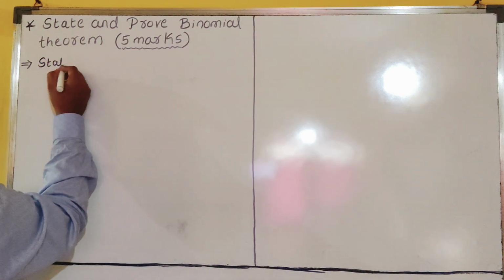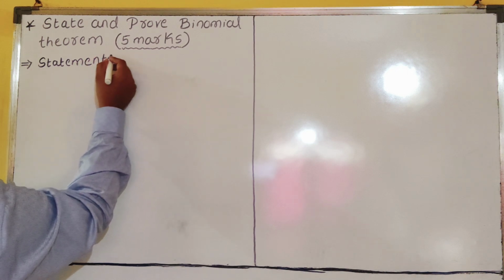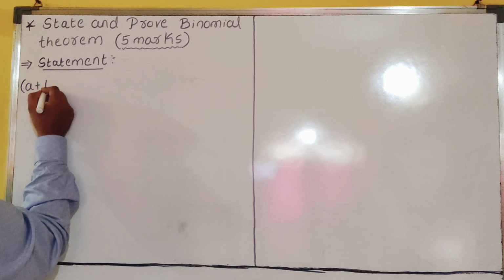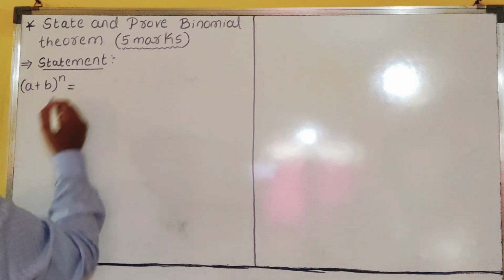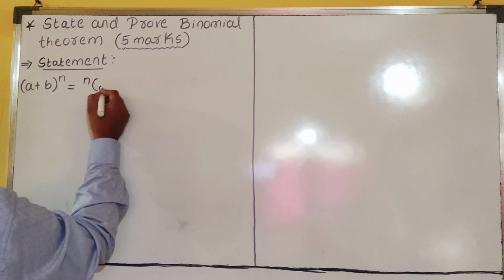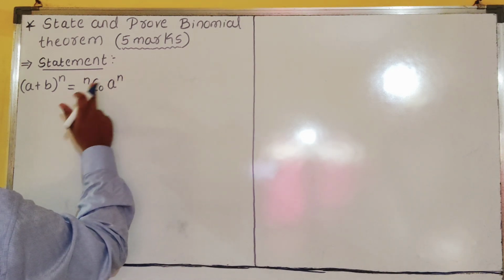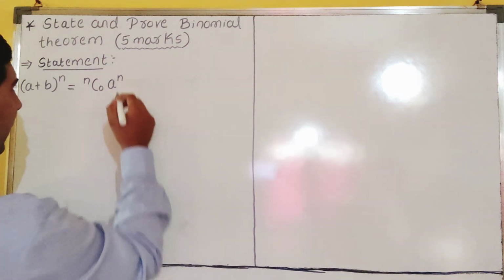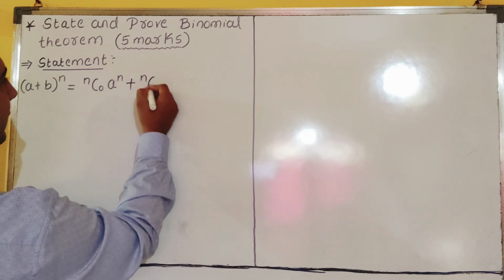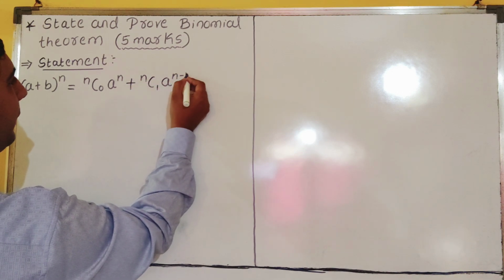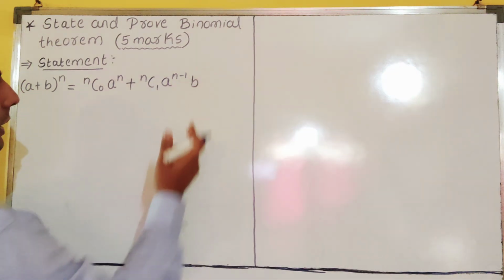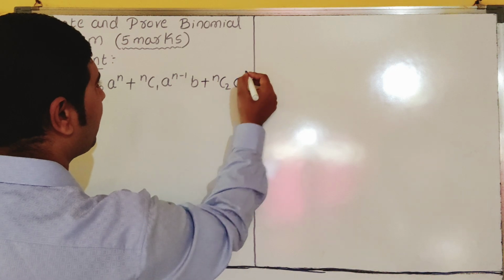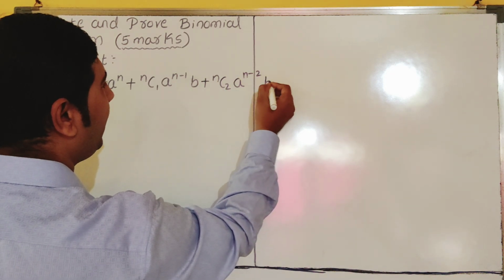The statement is given like this, which will come in the board exam. This question is very important, dear students. The statement: (a plus b) raised to n is nC0 a raised to n minus 0, I will not write that, and b raised to 0 also I will not write. B raised to 0 is 1 only, dear students. So nC1 a raised to n minus 1 b raised to 1. B raised to 1 means b only. So plus nC2 a raised to n minus 2 b square.